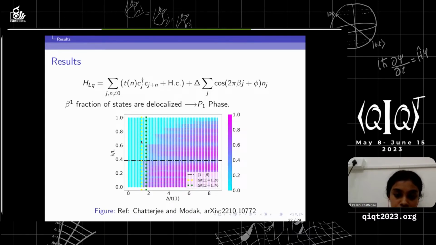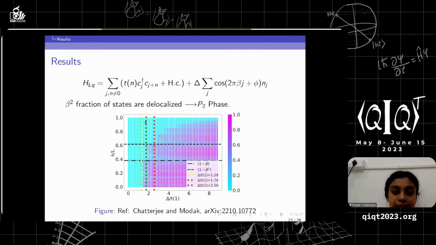So if we notice only below this yellow dotted line, all the states are delocalized. But in between, if we see this yellow and green region, one can calculate that beta to the power 1 fraction of states will be delocalized here, but 1 minus beta fraction of states will be localized. So we can call this phase the P1 phase.